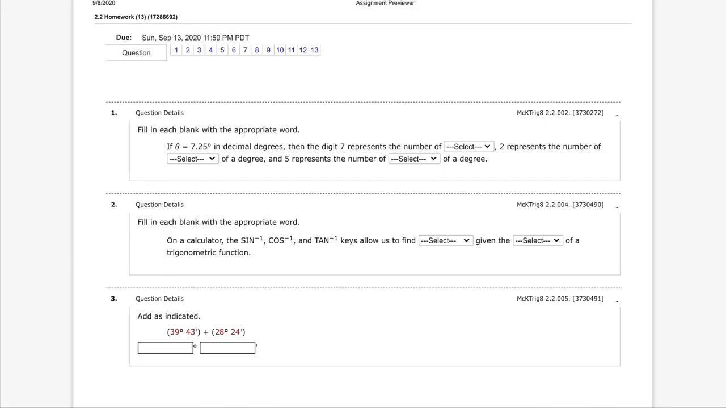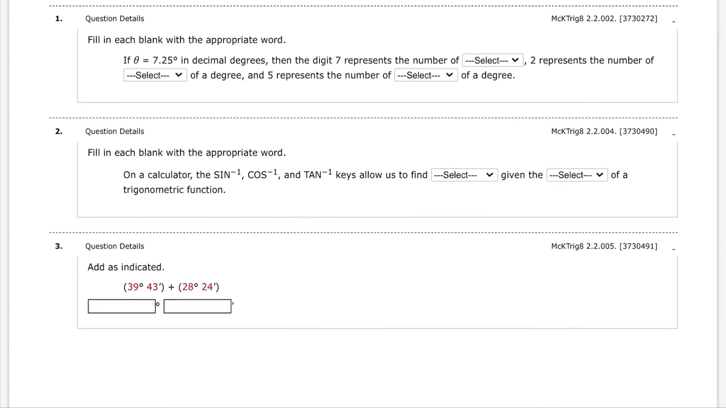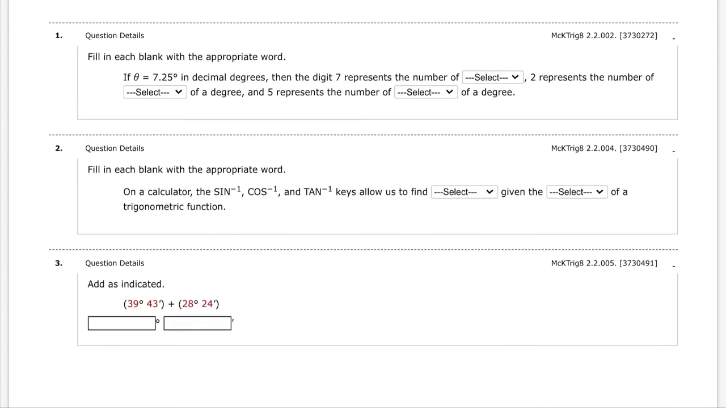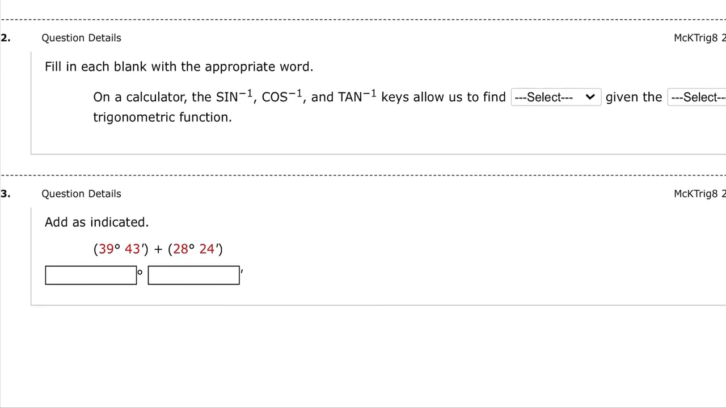Let's look at the homework for this. Once again, I'm going to skip over these definitions and these drop-down menus and just go right into the addition problem here. Just like we did in the notes earlier, I recommend that you stack these vertically when adding them, and just add them like you would regular whole numbers or decimals or whatever it may be.